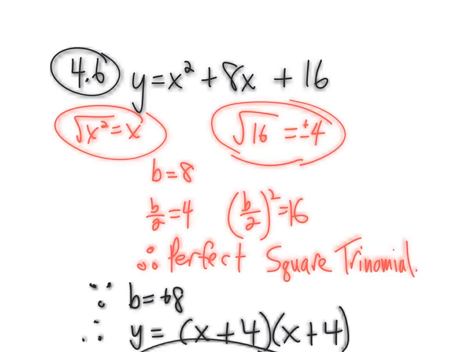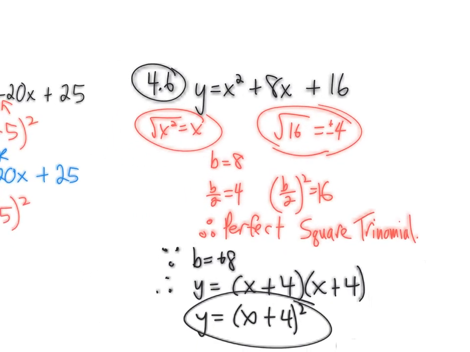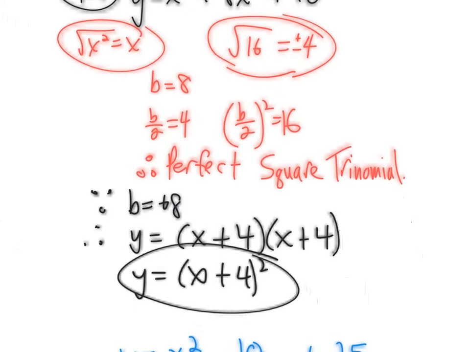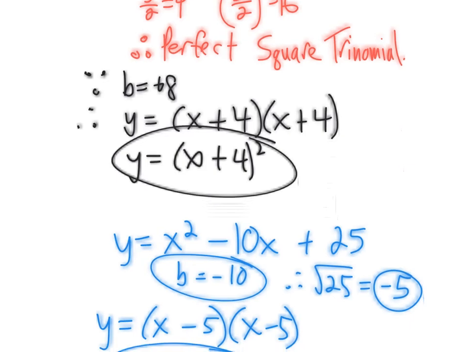Okay, let's continue. So we have another example here of a perfect square trinomial, but in this case, a equals 1. In the previous cases, a did not equal 1. So we notice that the first term has a perfect square root of x. We know that the last term has a perfect square root of either positive 4 or negative 4. And since our b is positive 8, we're going to use the positive 4 square root. And thus our brackets become x plus 4 times x plus 4, or x plus 4 squared.